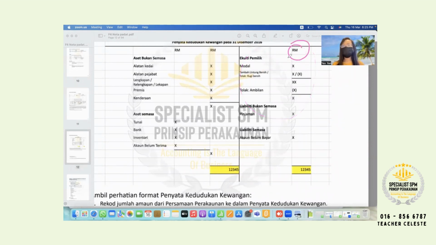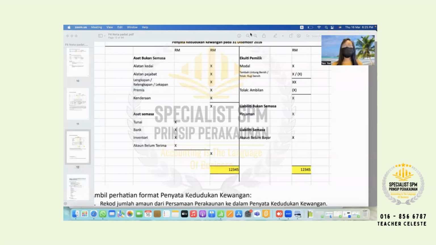Actually, this one for the credit side here. So mostly is 1 column RM. Some got the 2 column RM. Okay. So 2 column RM meaning that your LS got 1 more perkara. So which is your bank, put it here. Okay. So bank can be asset semasa. Bank can under liability semasa. So still remember the first 2 classes teacher teach you. So if your bank got money, asset semasa. If your bank negative, then overdraft LS.